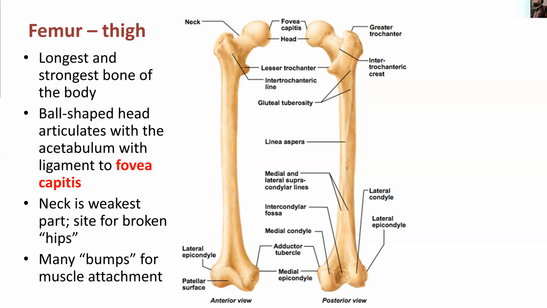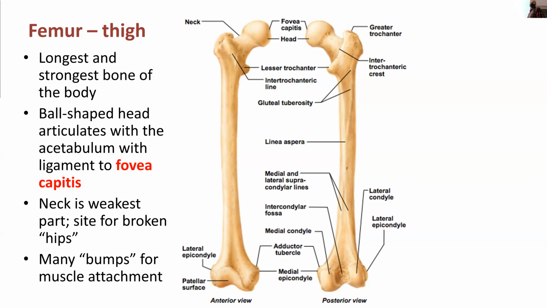And there's lots of bumps and features on the femur that are attachment points for muscles. We'll talk about some of those in more detail. We're not going to cover all of them in this class, but there's a few major ones I want you to know. Specifically, the gluteal tuberosity, the linea aspera, and then the medial and lateral supracondylar lines.